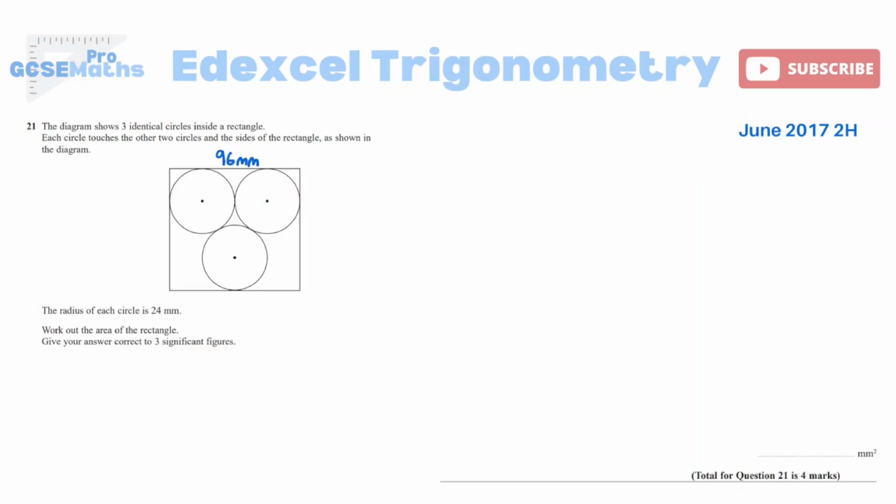Now, if you look vertically, it's not the same, is it? I know that's 24, I know that's 24, but then do you see how this overlaps a bit? There's like an overlap and we don't know by how much. So it's obviously not as simple as just doing 4 lots of the radius again, and obviously that would make a square, which they've told us it's a rectangle. So this is where it gets trickier. And it's just based on experience if you've seen questions like this before.